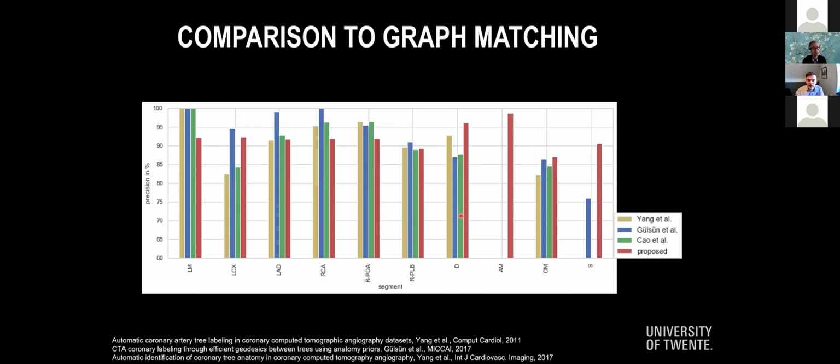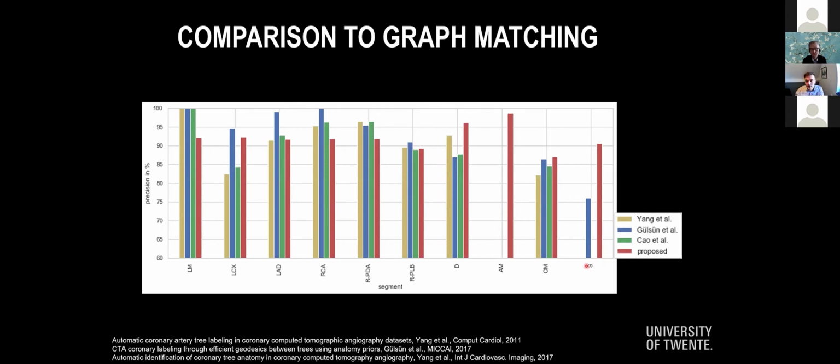What you also see here is that even among these different methods, there is not really a clear consensus about what should really be the segments that should be labeled. So, for example, we are the only method that labeled the acute marginal branch here, whereas the method by Gulson and our method was the only one who labeled the septal branch over here.